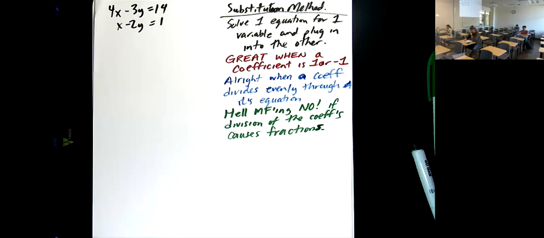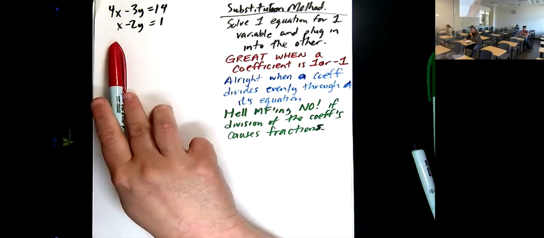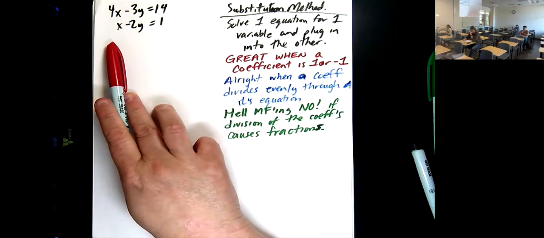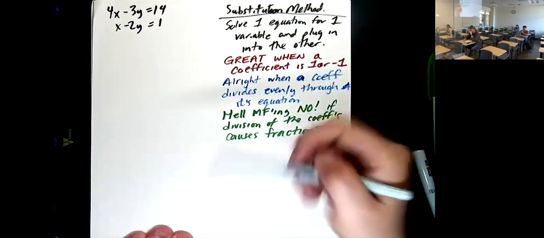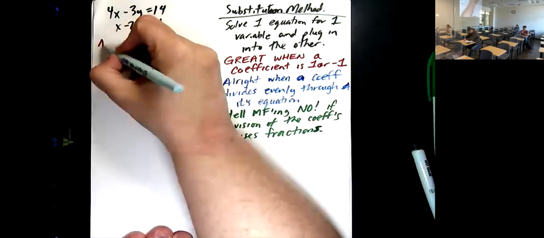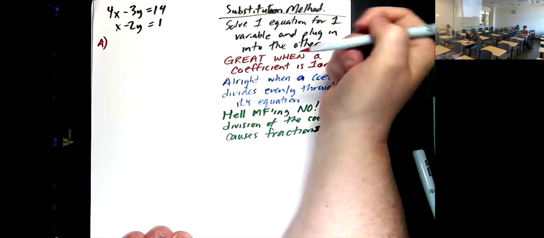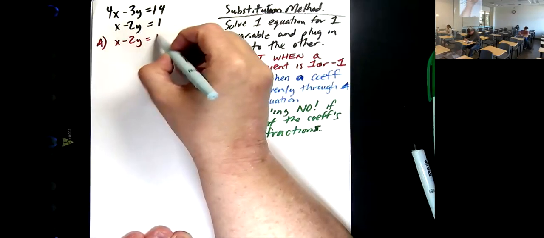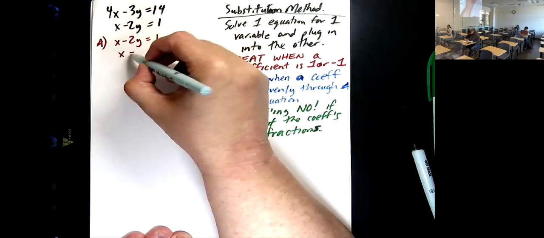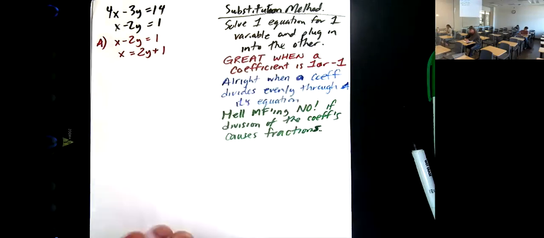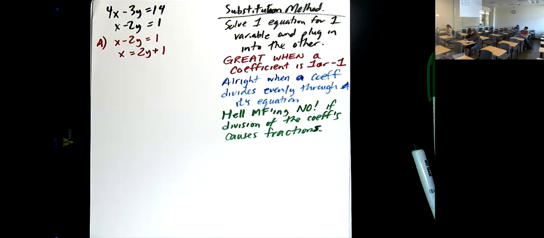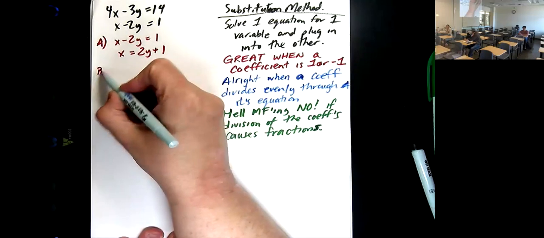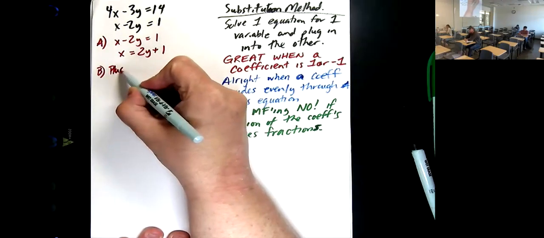What I mean by this one is, notice my x has a coefficient of 1. This one is great for substitution because step 1, or A, I'm going to solve an equation for a single variable, and that one's easy to do. x minus 2y equals 1. Add 2y to both sides, and I get x equals 2y plus 1. B, plug it into the other equation.